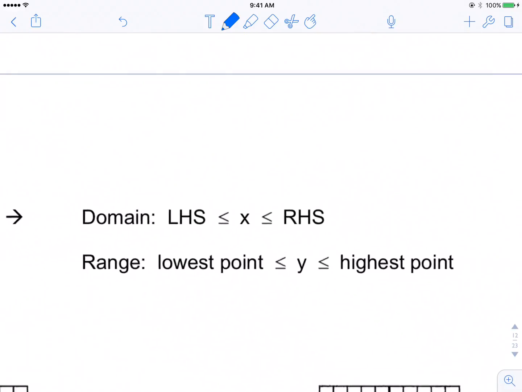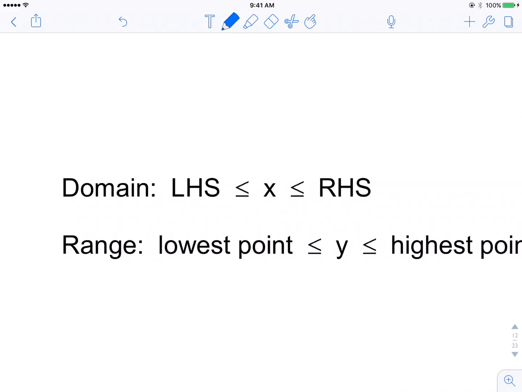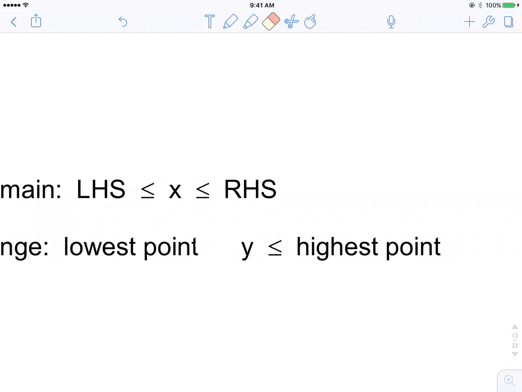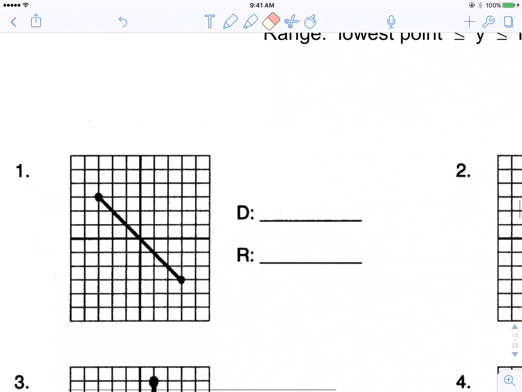When we're looking at domain, it's always whatever your left-hand side x value, so your lowest x value, less than or equal to x, less than or equal to whatever your highest x value or your right-hand side value is. Always, always, always. And for range, it's always your lowest point less than or equal to y, less than or equal to your highest point. So with that fresh in our head, let's have a look.